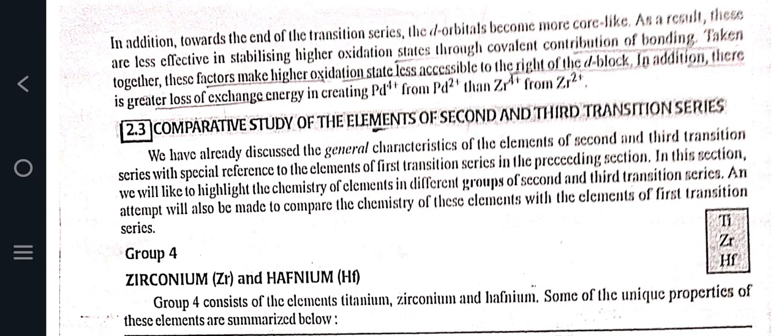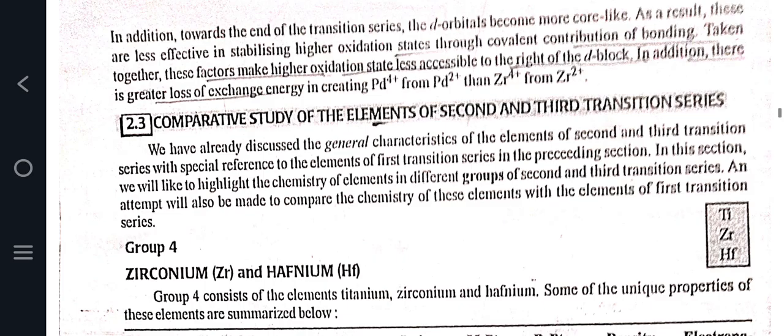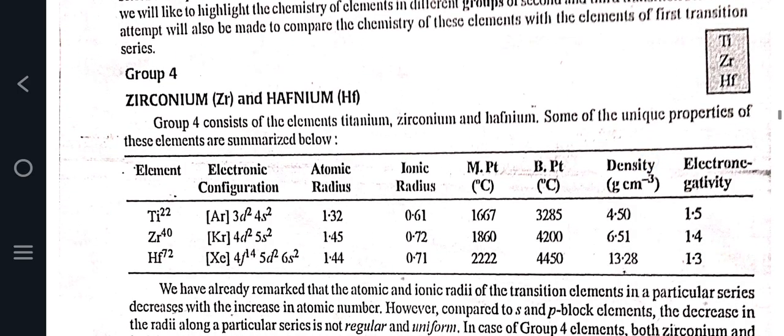Comparative study of the elements of the second and third transition series. We have already discussed the general characteristics of the elements of the second and third transition series with special reference to the elements of the first transition series in the preceding section. In this section, we would like to highlight the chemistry of elements in different groups of the second and third transition series. An attempt will also be made to compare the chemistry of these elements with the elements of the first transition series. Group 4, Zirconium Zr and Hafnium Hf.